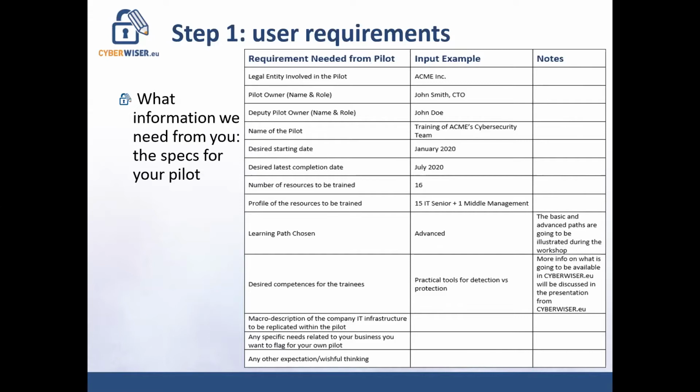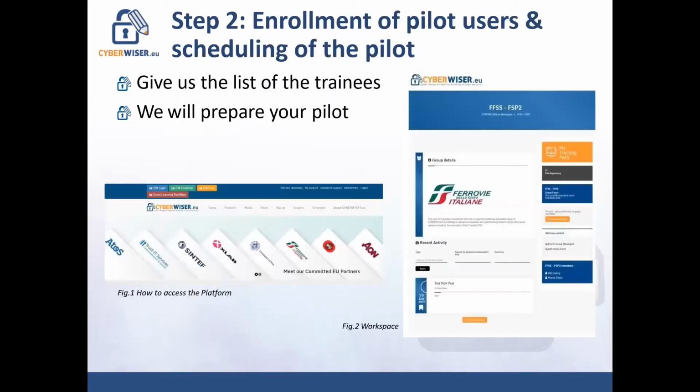And also, you can specify which kind of exercise you would like us to implement for you, and which kind of cybersecurity courses you would like to take. Once you have filled in all this information, you will need to communicate with us to give us the practical list of the trainees that you want to have access to the platform. We will prepare your pilot, giving you a dedicated workspace area in which you will find all the information you need in order to carry out the training.